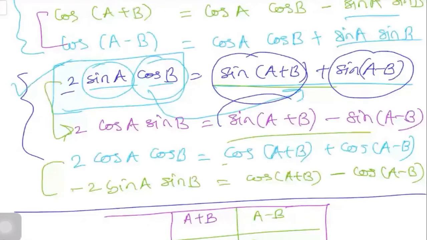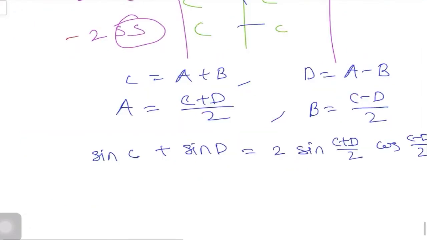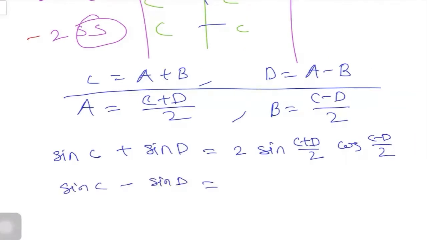Instead of A plus B, I am writing C. Instead of A minus B, I am writing D. So ultimately I am evaluating the values of A and B from these two equations, and I'm generating the formula. And the next formula will be sin C minus sin D. So what will be the formula? 2 cos of (C plus D) by 2 into sin of (C minus D) by 2.